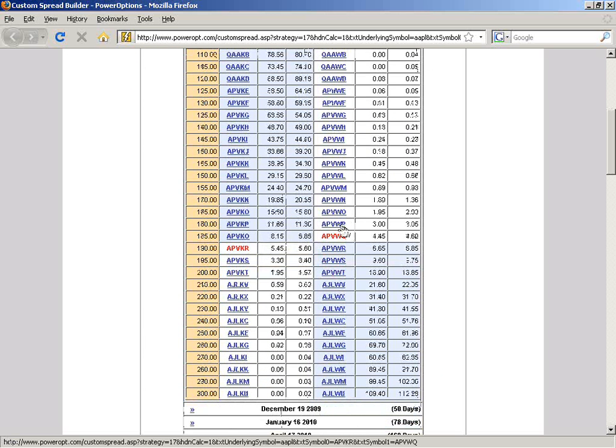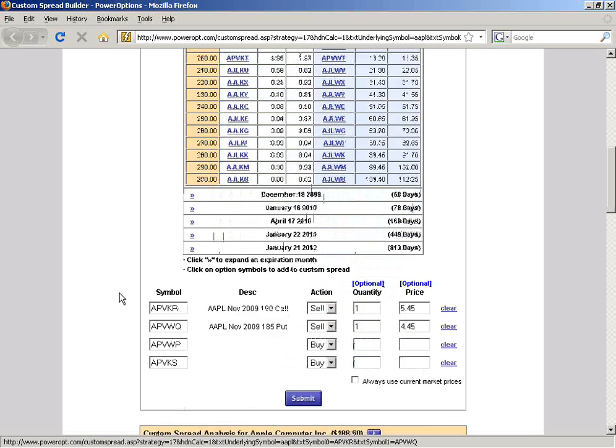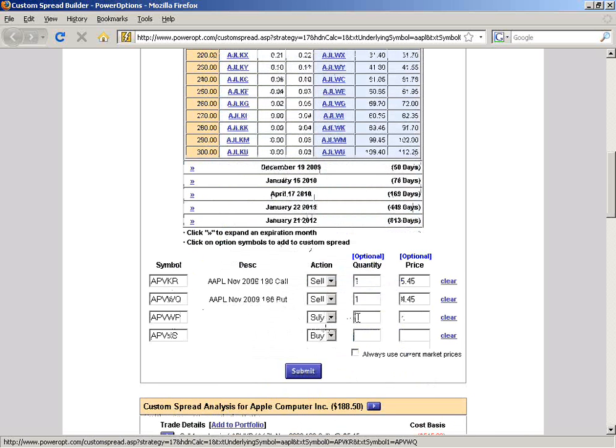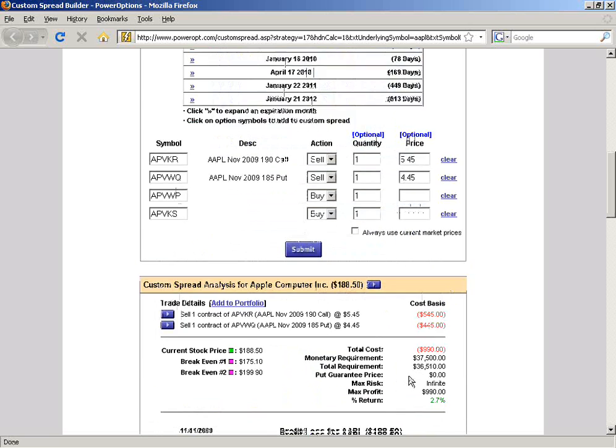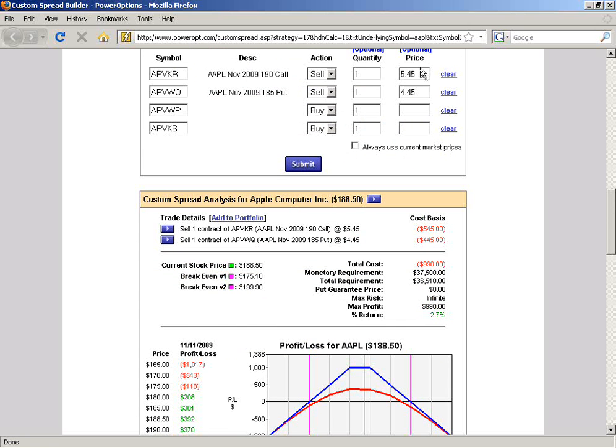What I'll do here is I've sold the 185 put, but at the same time I'm going to buy a 180. And I've sold the 190 call, but at the same time I'm going to buy a 195 call. Essentially what I'm doing is entering into a bull put credit spread and a bear call credit spread. Now, before I hit submit, let's take a look. The initial premium I'd receive for this short strangle is $990.